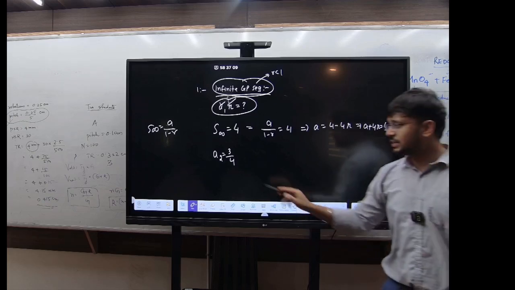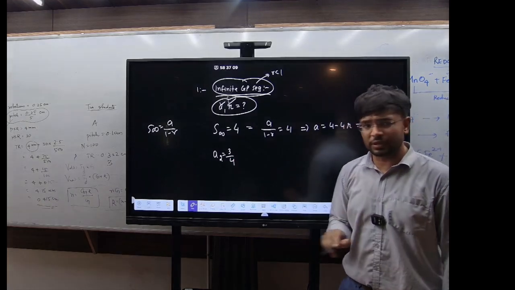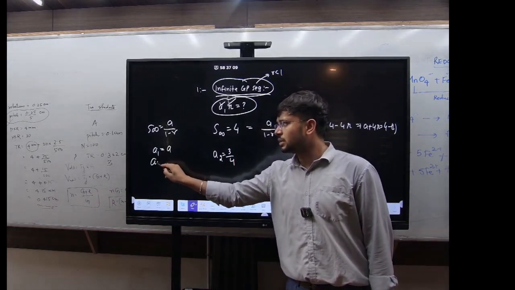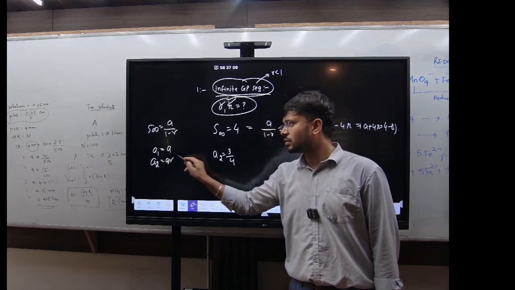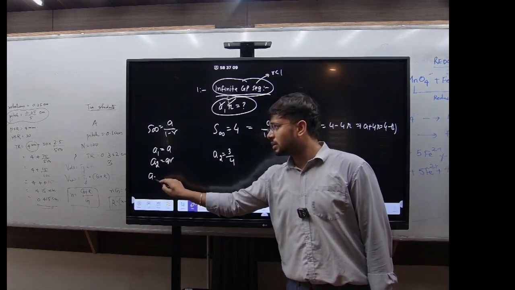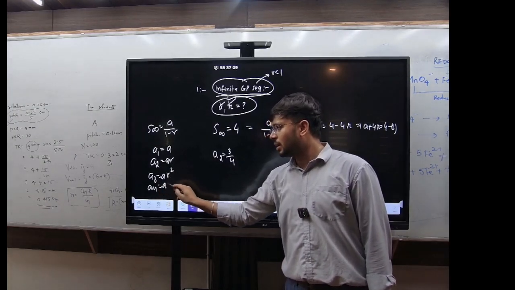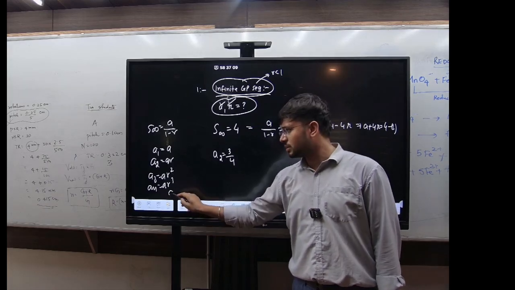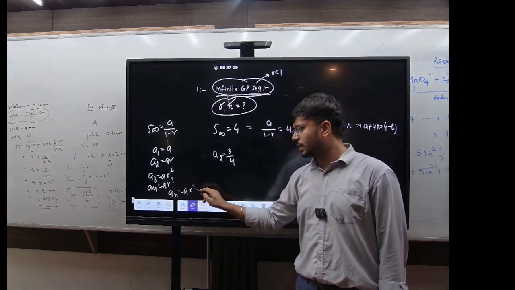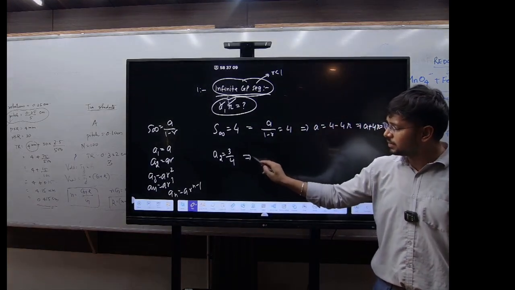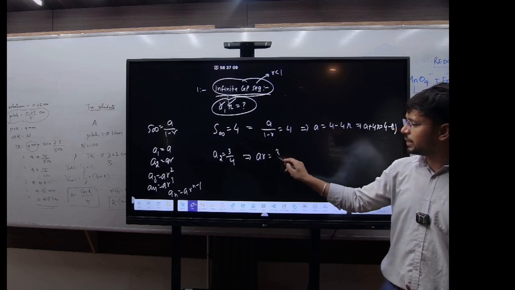And here it is given the second term is 3 by 4. What is the first term? The first term of GP is always A. The second term is AR, A into R. The third term is AR square. The fourth term is AR cube. And the nth term is AR to the power n minus 1. So this is given as the second term. So can I say the second term is nothing but AR, which is given as 3 by 4.